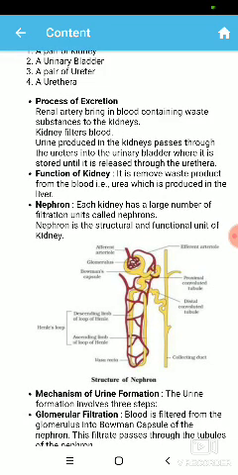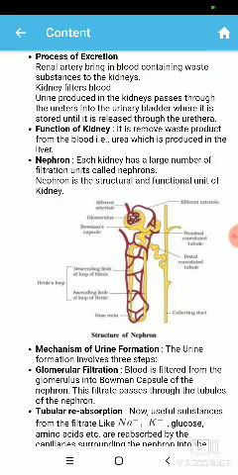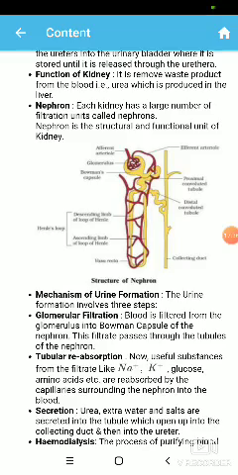Function of kidney: it removes waste products from the blood, for example urea, which is produced in the liver. Each kidney has a large number of filtration units called nephrons. Nephron is the structural and functional unit of the kidney.